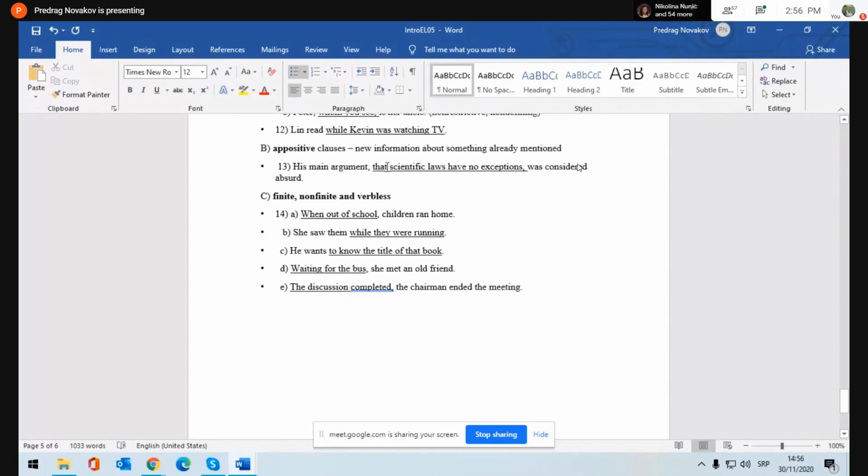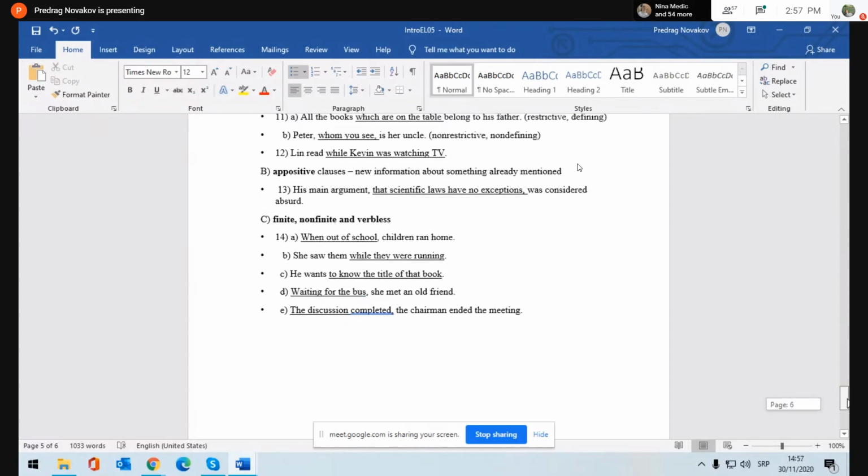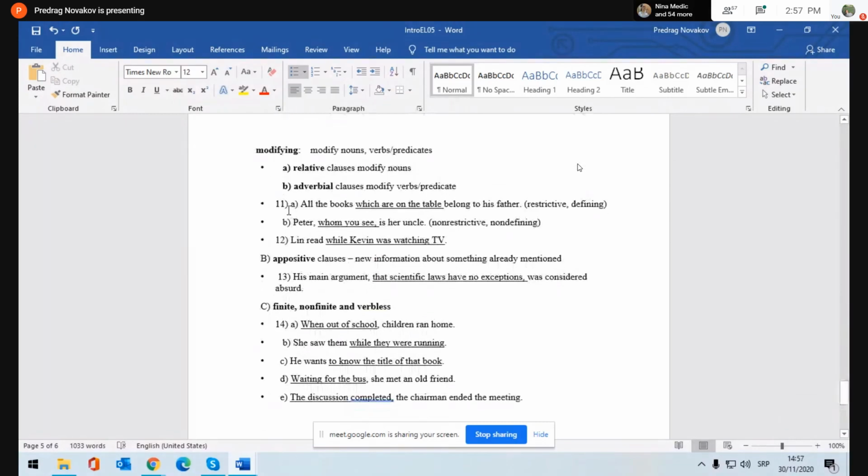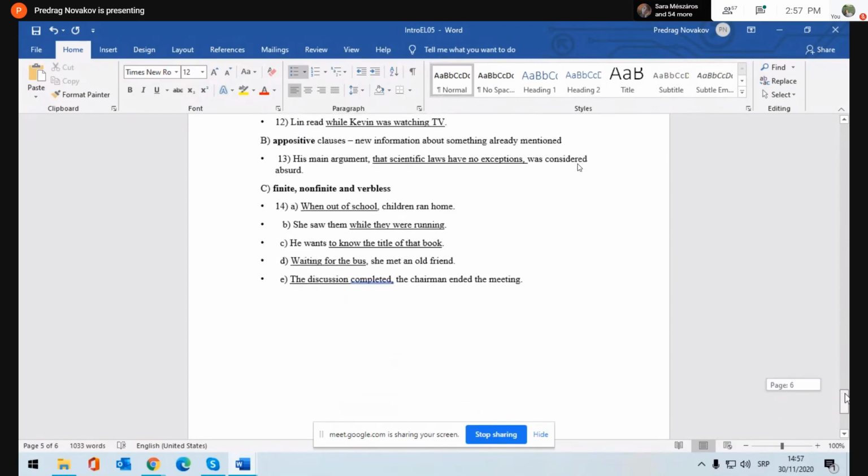Use da, okay? Think about it, da. Njegov glavni argument da. What is the translation of a relative clause like this, the first, like 11a? All the books which are on the table, koje su, okay? You have koji, koja in Serbian. So this clearly shows that this is not a relative clause. You have da in Serbian, that in English, okay?